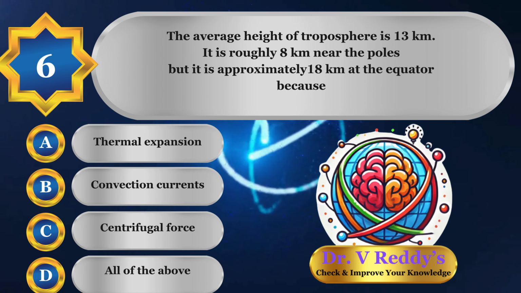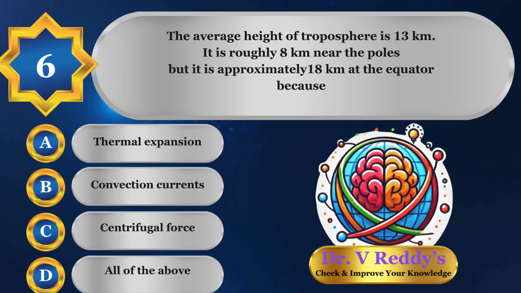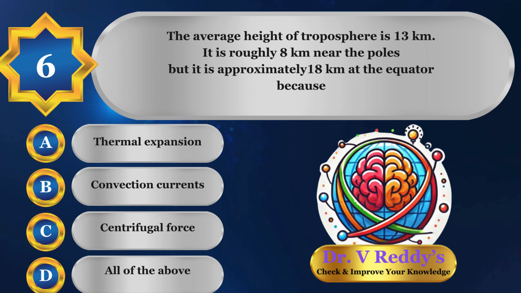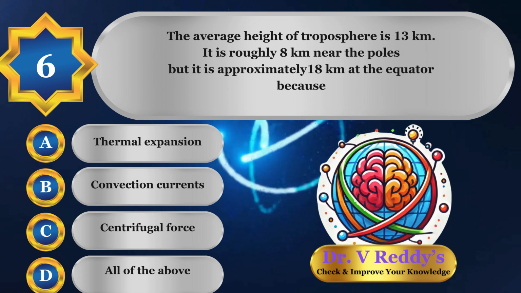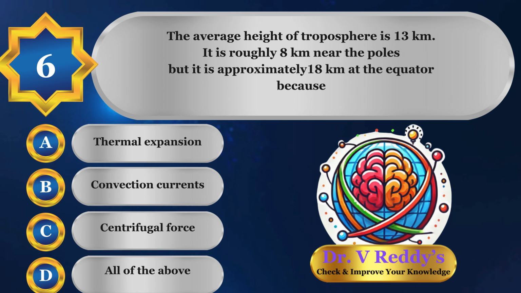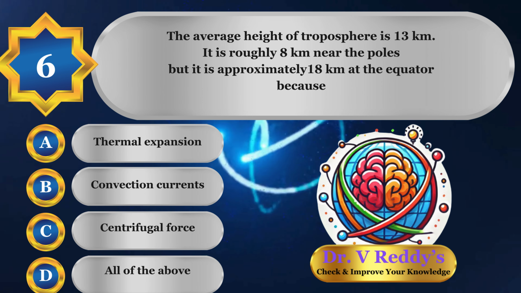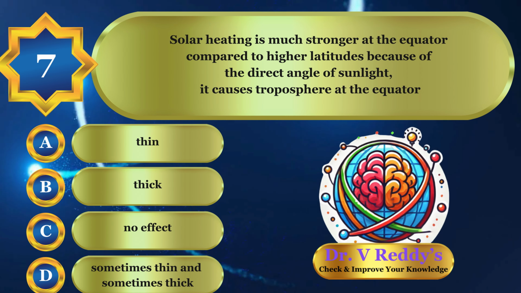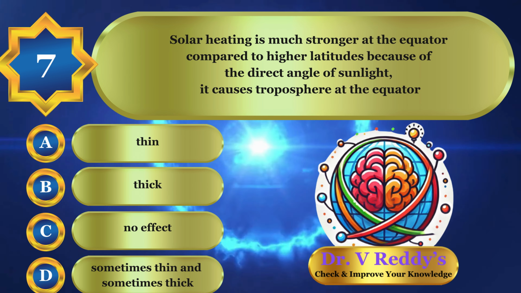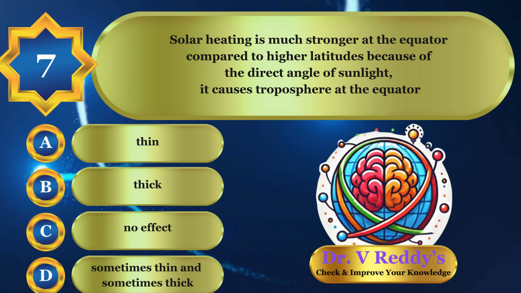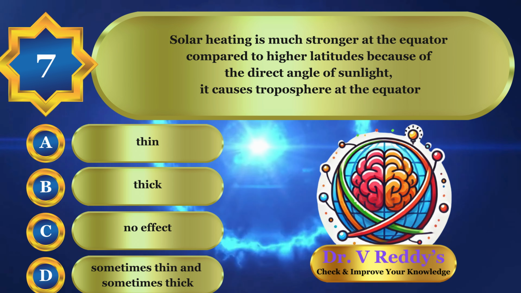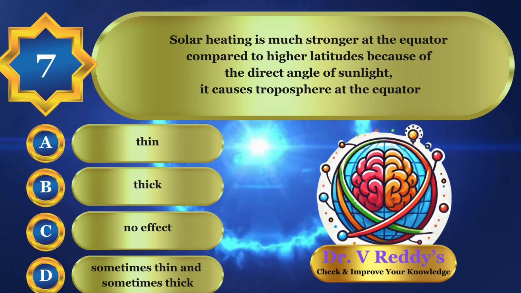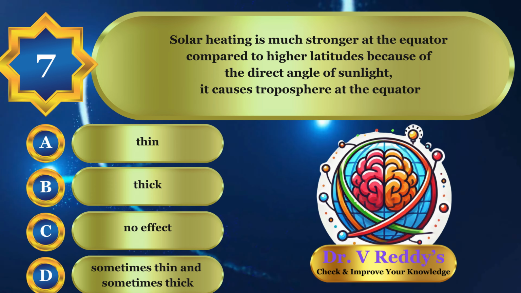6. The average height of troposphere is 13 kilometers. It is roughly 8 kilometers near the poles, but it is approximately 18 kilometers at the equator because A. Thermal expansion, B. Convection currents, C. Centrifugal force, D. All of the above. 7. Solar heating is much stronger at the equator compared to higher latitudes. Because of the direct angle of sunlight, it causes troposphere at the equator. A. Thin, B. Thick, C. No effect, D. Sometimes thin and sometimes thick.